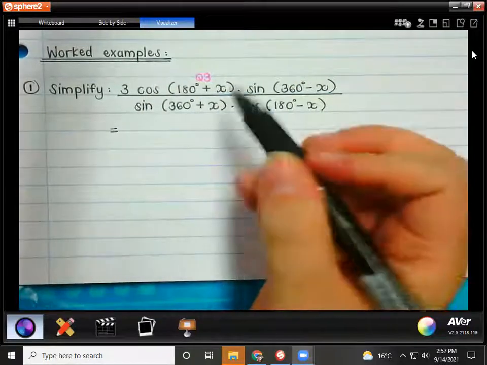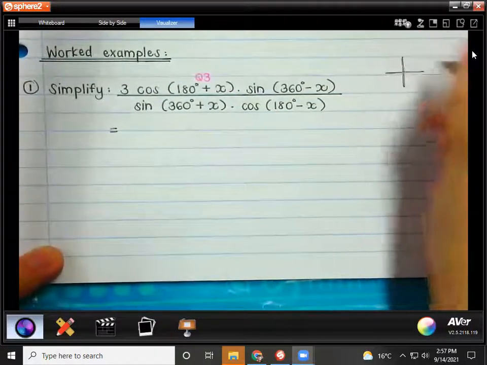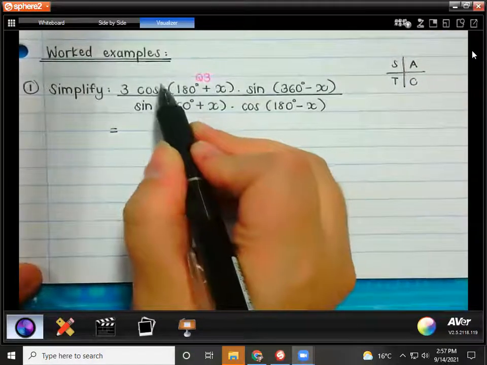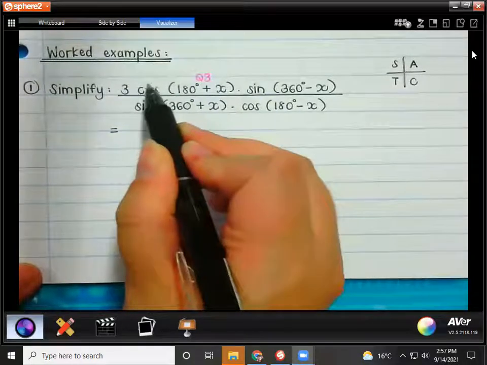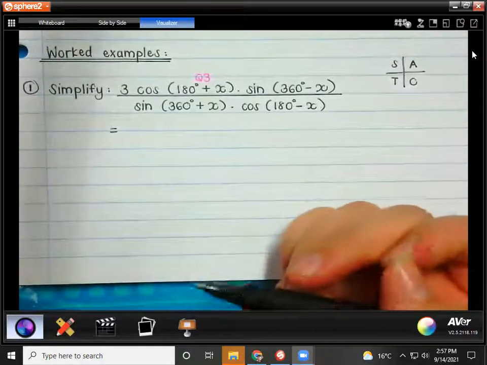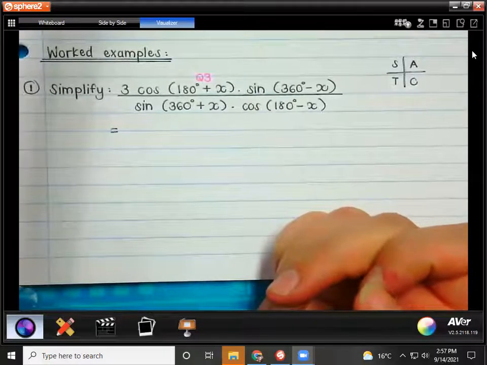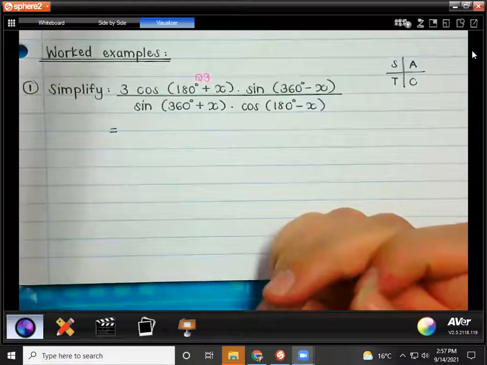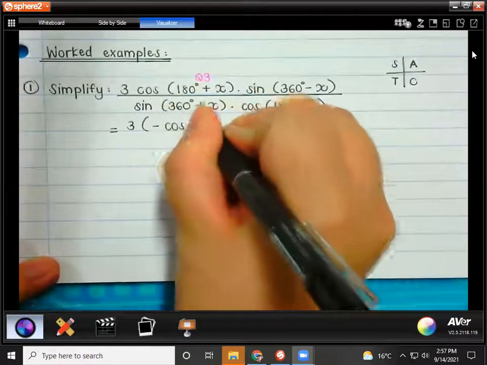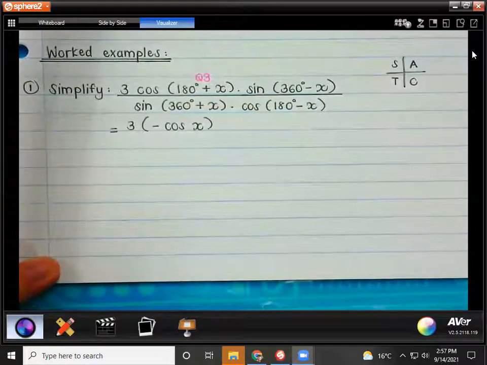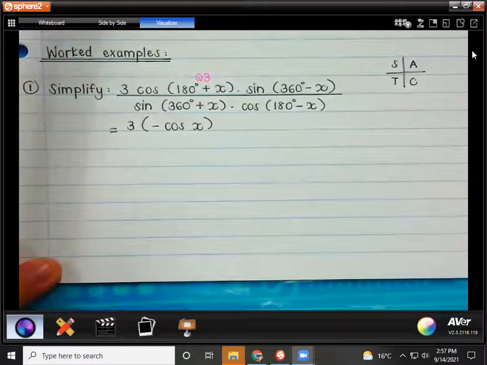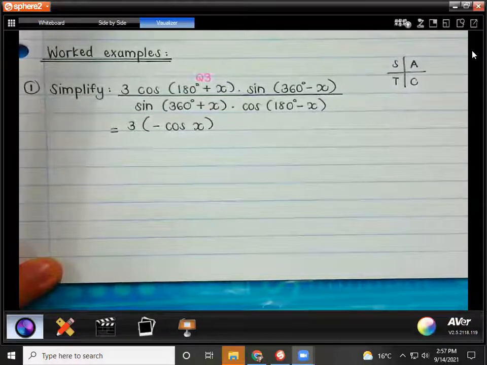What is cos in the third quadrant? Let's do our little cos diagram here on the side. Cos in the third quadrant is negative. So this is going to become negative cos x. We're going to take away that 180 plus, but in order to take away the 180 plus, we need to take the sign of cos in that quadrant. Okay, so I have my 3 here. I'm now going to change cos of 180 plus x to negative cos x. And that's all you have to do, guys. That's how we're going to use the reduction formula.